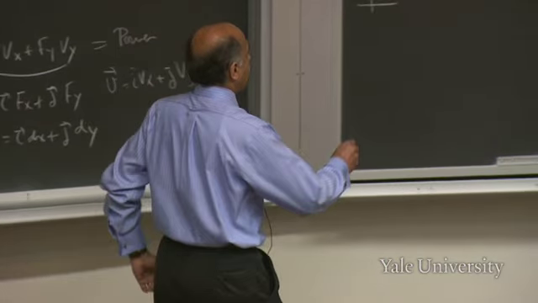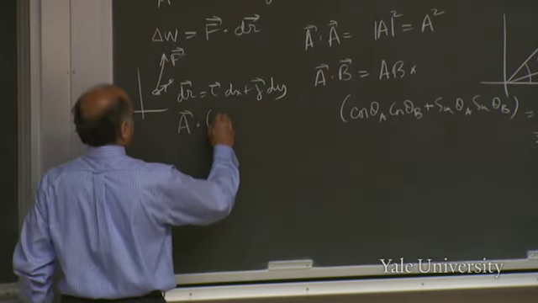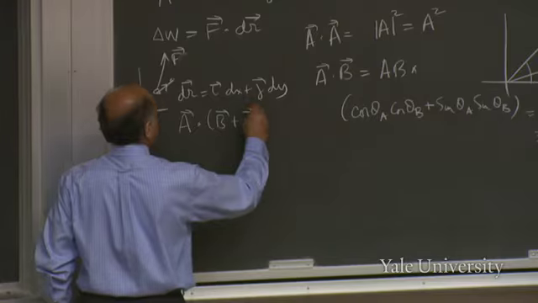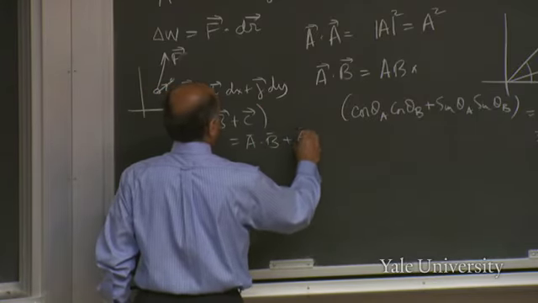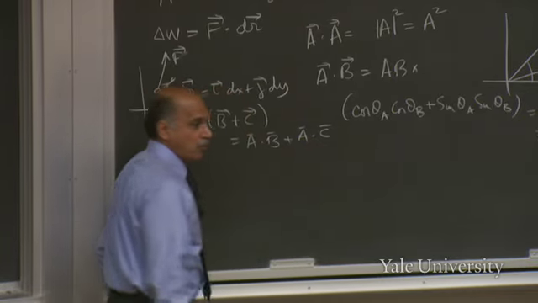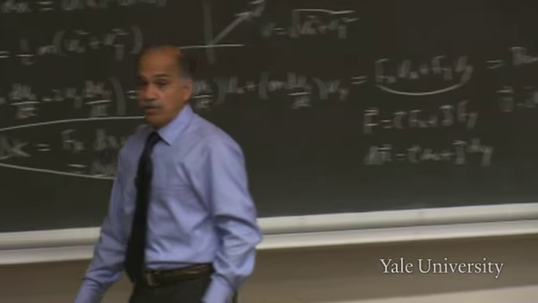An important property of the dot product, which you can check either way, is that the dot product of a with b plus c is the dot product of a with b plus the dot product of a with c. That just means you can open out the brackets with dot products as you can with ordinary products.